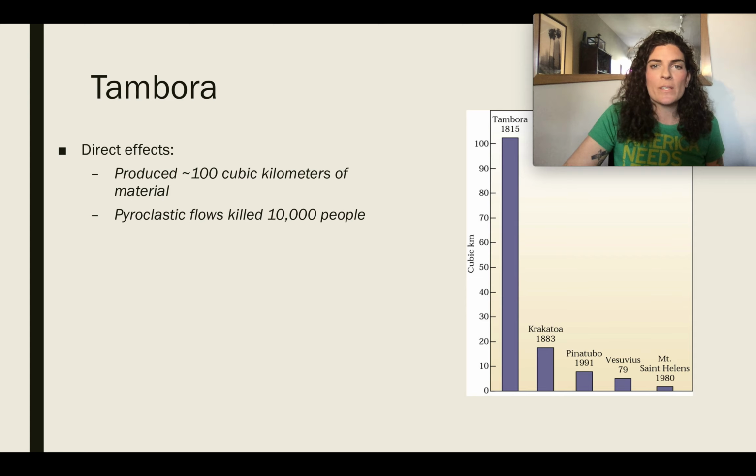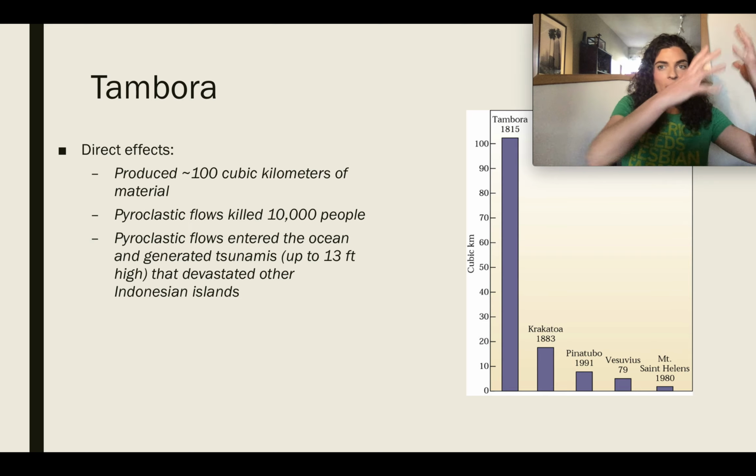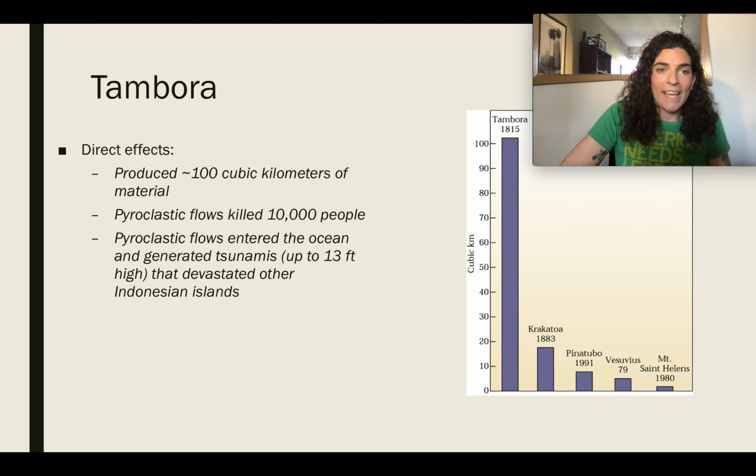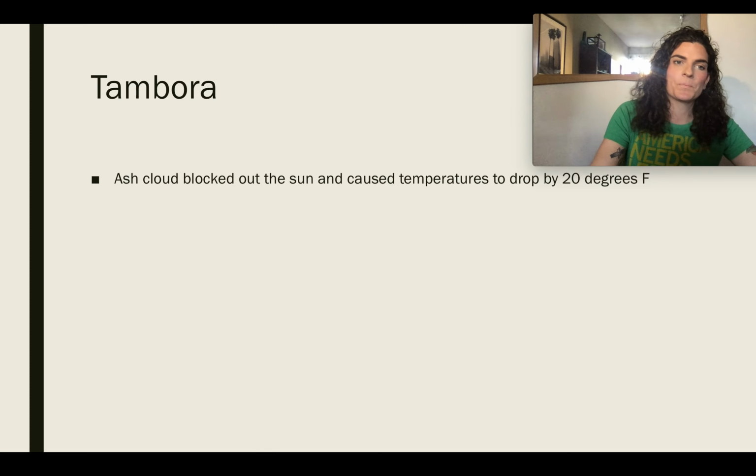The pyroclastic flows alone killed 10,000 people, just from the debris, the lava, the rocks, all that stuff. And the pyroclastic flows entering the ocean, right? We saw this when Hawaii was erupting a couple of years ago, with the lava sliding into the ocean, forming new land. Well, these pyroclastic flows from Tambora were so enormous that they generated tsunamis, some up to 13 feet high, which devastated some of the neighboring Indonesian islands.